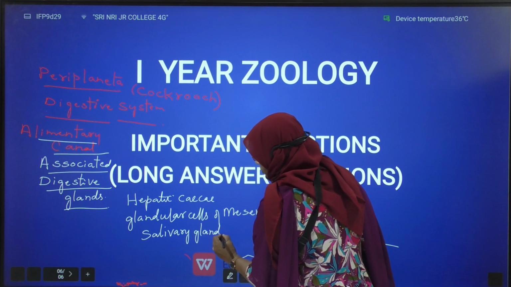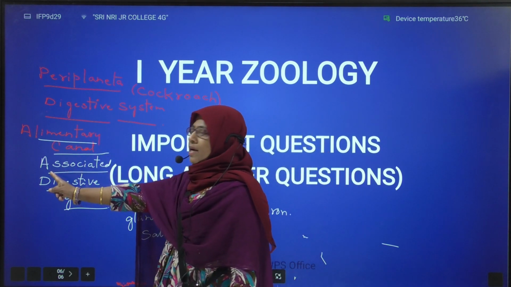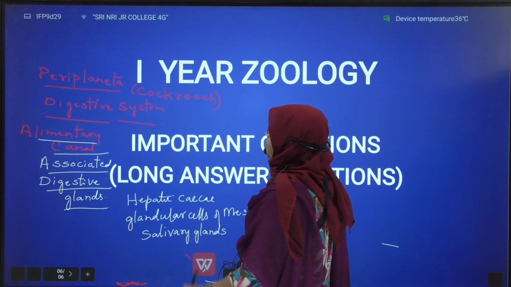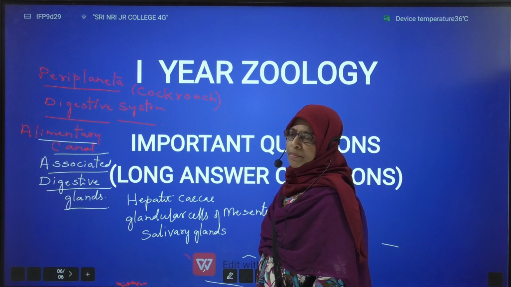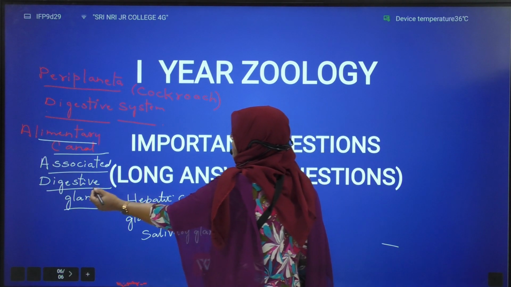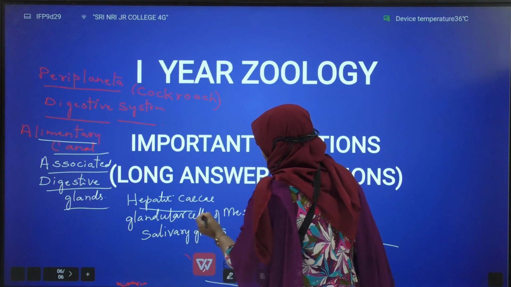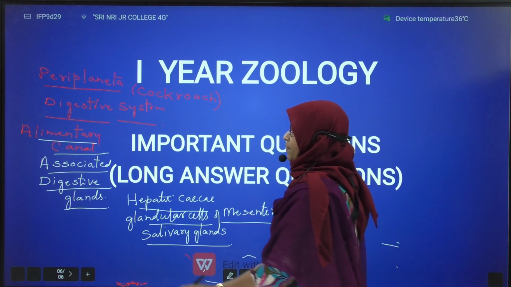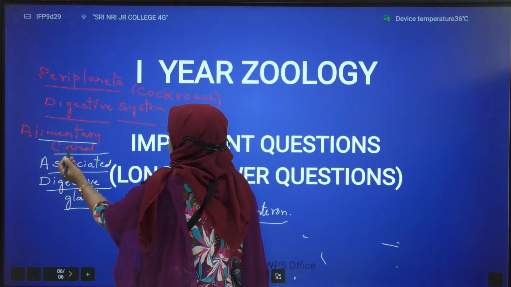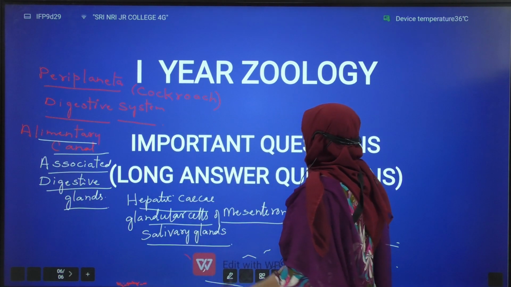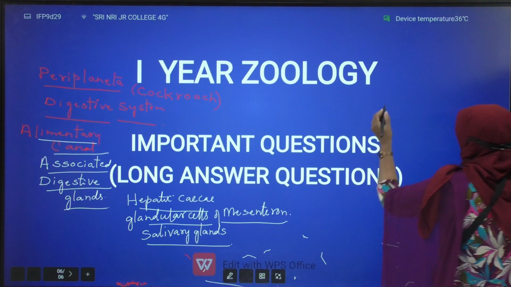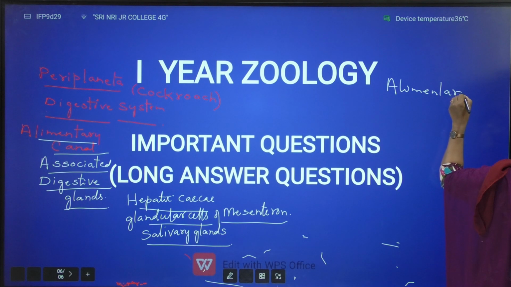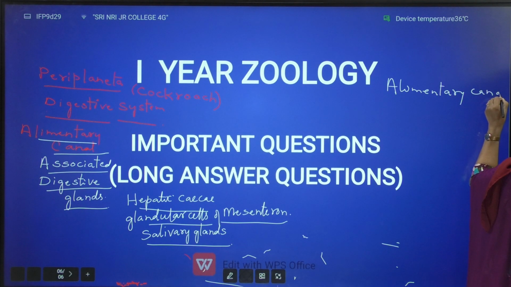Digestive system of cockroach consists of alimentary canal and associated digestive glands. Alimentary canal is a long tube-like structure and it is coiled at some places. Associated digestive glands include hepatic caeca, glandular cells of the mesenteron, and salivary glands. First of all, we will discuss the alimentary canal of cockroach. It is divided into three parts, that is foregut, midgut, and hindgut.